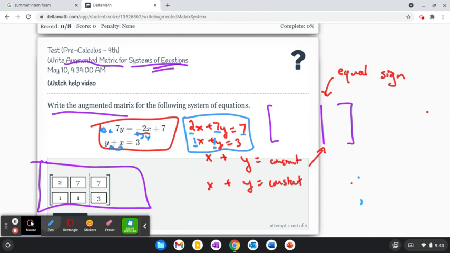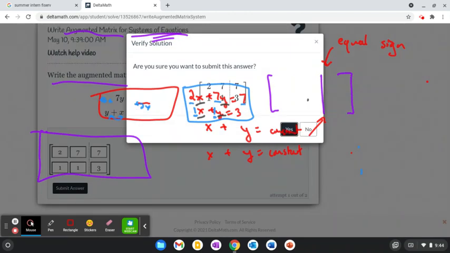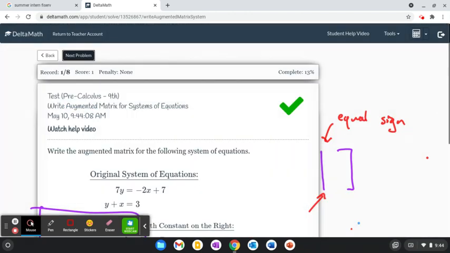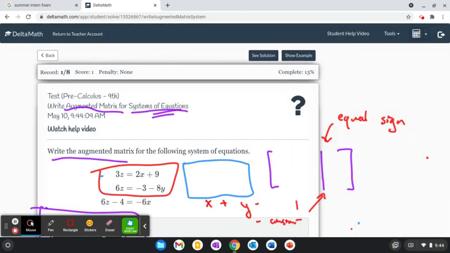Also notice that the x's are all lined up. These are both x terms and these are both y terms. That has to be the case or else it will be wrong. You technically could have those switched, with y's first and then x's. It wouldn't really matter as long as they're in the same line. But generally, a good rule is to do x, y, z. Again, this is called an augmented matrix.